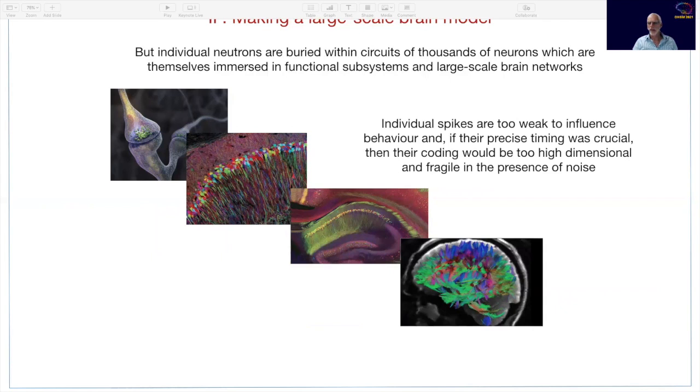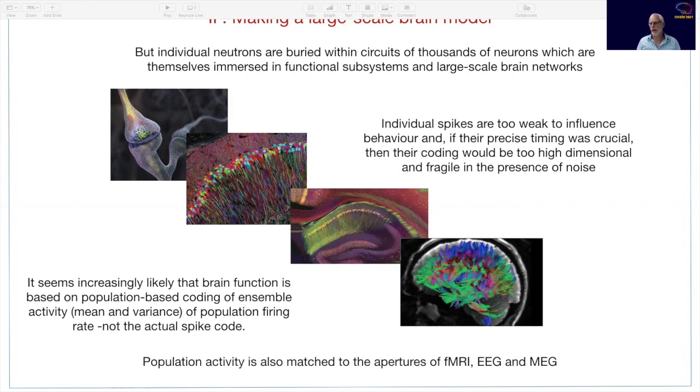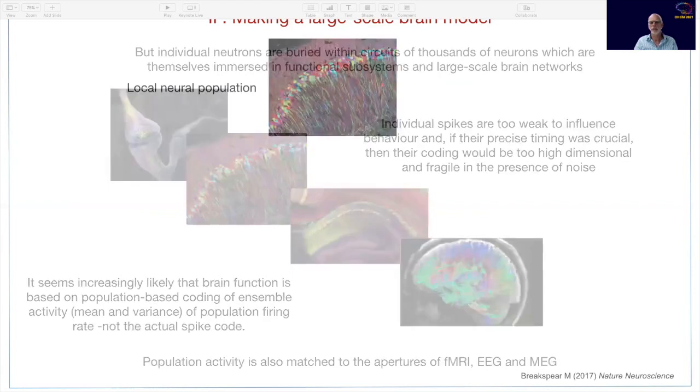Individual spikes are very stochastic, and their precise timing is far too noisy to code complex but reliable human behaviors. So it seems increasingly likely, and there's a good theoretical framework to believe it's the mass action or population coding that is important for perception, motor behavior, social intelligence, et cetera, et cetera. And also here at OHBM, we're looking at large-scale recordings, and these population models are very well matched to the apertures of fMRI, EEG, and MEG.